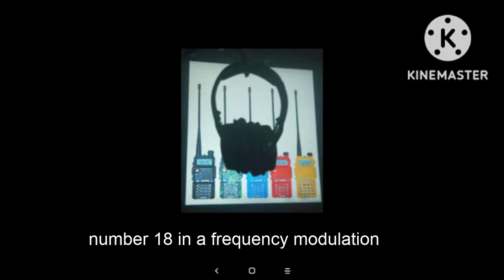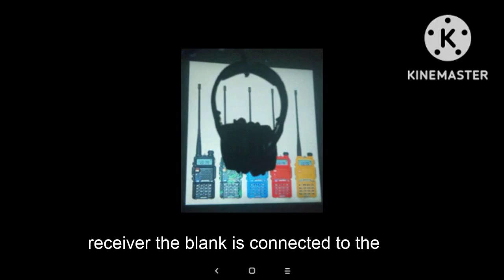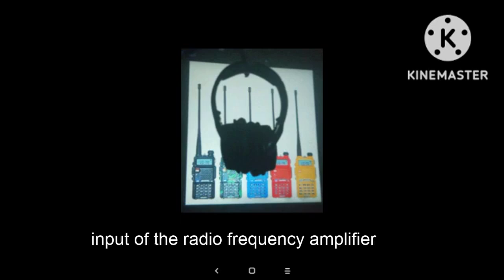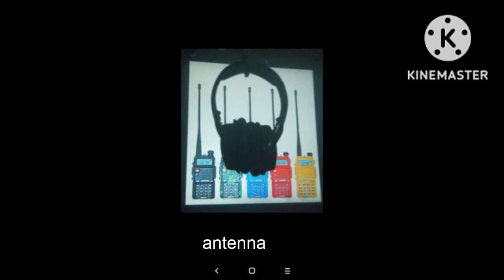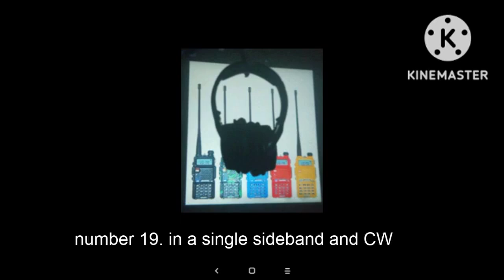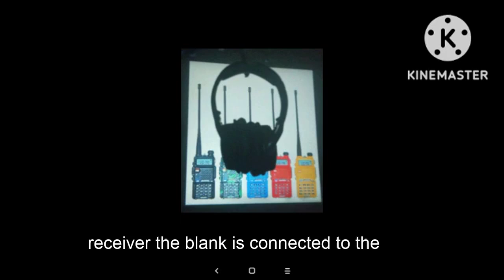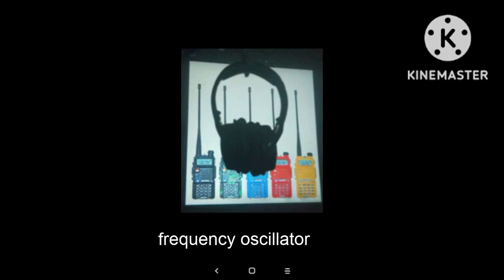In a frequency modulation receiver, the blank is connected to the input of the radio frequency amplifier. Antenna. Number 19. In a single sideband and CW receiver, the blank is connected to the radio frequency amplifier and the high frequency oscillator. Mixer.